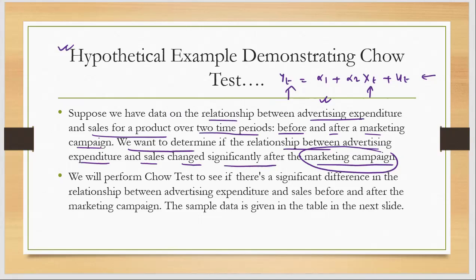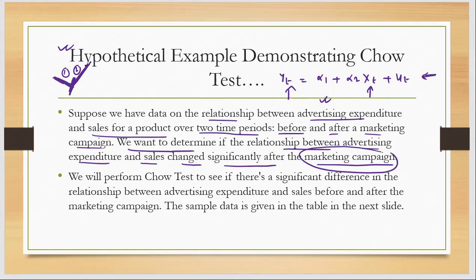Whether before and after the marketing campaign we can use the same structural equation, or we need two different structural equations, whether the sales have gone up rapidly. Before the advertising campaign, the sales were coming down, following a negative trend. After the campaign, suppose it has gone up. If this is the case, we need two different structural equations to model this scenario.